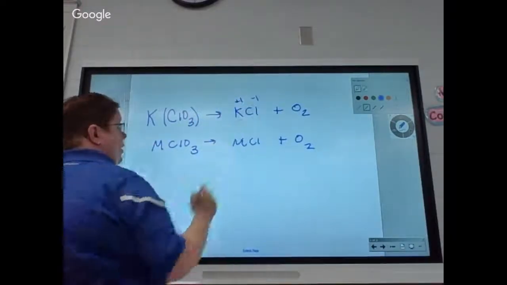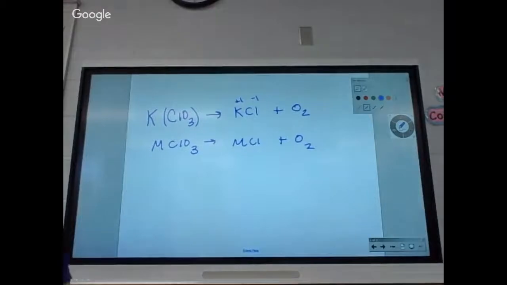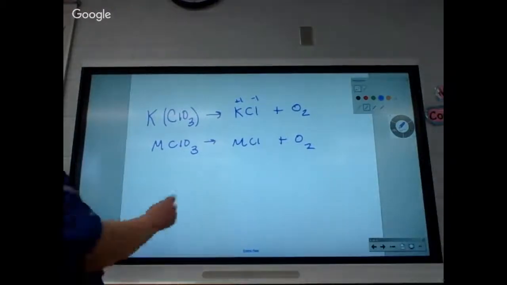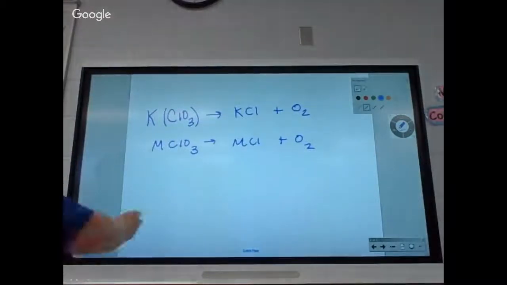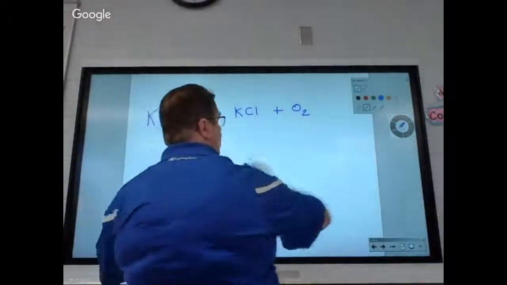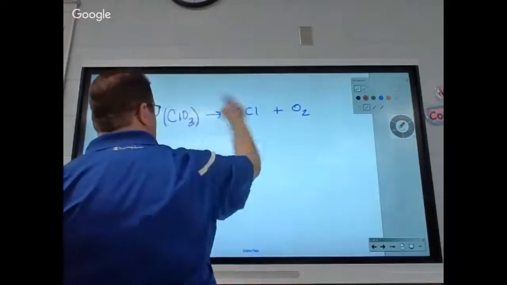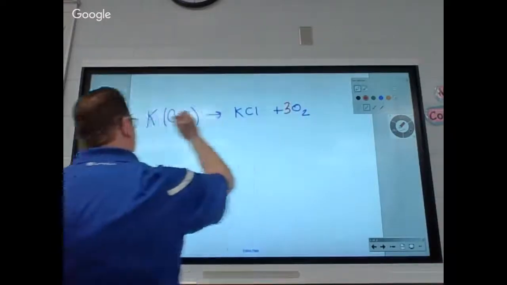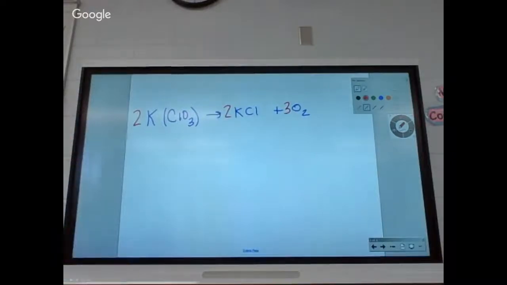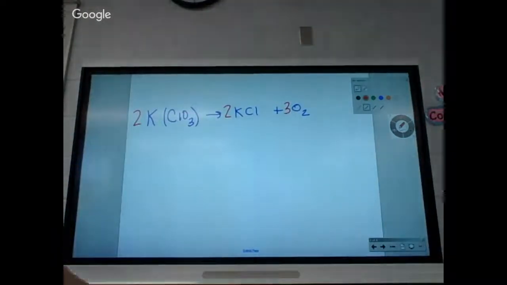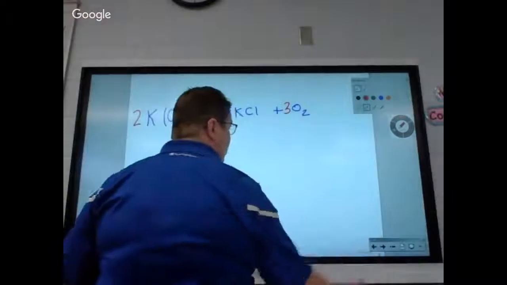+1 and -1. So +1 and -1 do what to each other? They cancel out. Okay? Now, is it balanced? No. So we're gonna have a 3 and a 2, so we're gonna put a 3 and a 2, and then we're gonna put a 2 there. Everybody okay with that? We've done the hard part.